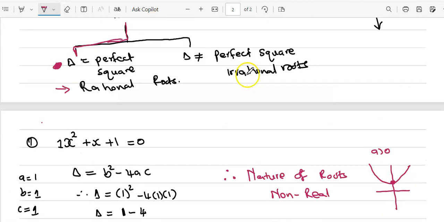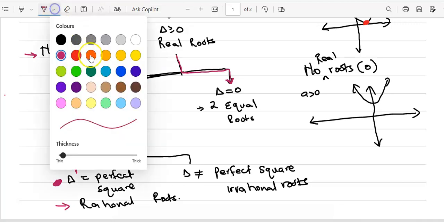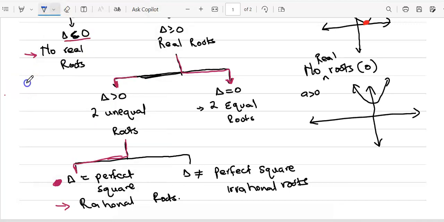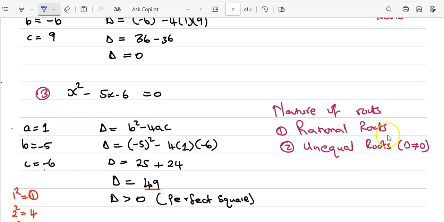Let's keep moving. So now from here, we have to move up again. Let me use a different color so that you can see how we move. So from here, we need to move up, then this is where we're going to stop. We can see that it's also a real root. So it is rational, unequal, and real roots. Those are the nature of the roots.